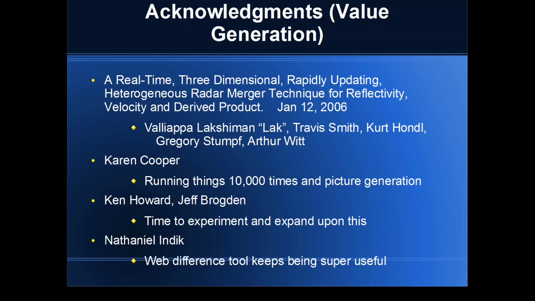So finally, the acknowledgments page. The main acknowledgments with value generation come from the original merger paper, which mostly explains all this math involved. This paper was originally written by Lak, Travis, Kurt, Greg, and Arthur back in the day. It talks about the moving average and weighting, among other things, using these formulas. Karen, of course, has run W2merger and Fusion now at least 10,000 times to generate output every time we've changed something. Ken and Jeff have generously given us the time to explore and work on this. And Nat has given us the difference tool, which we've used extensively for comparing old and new output.